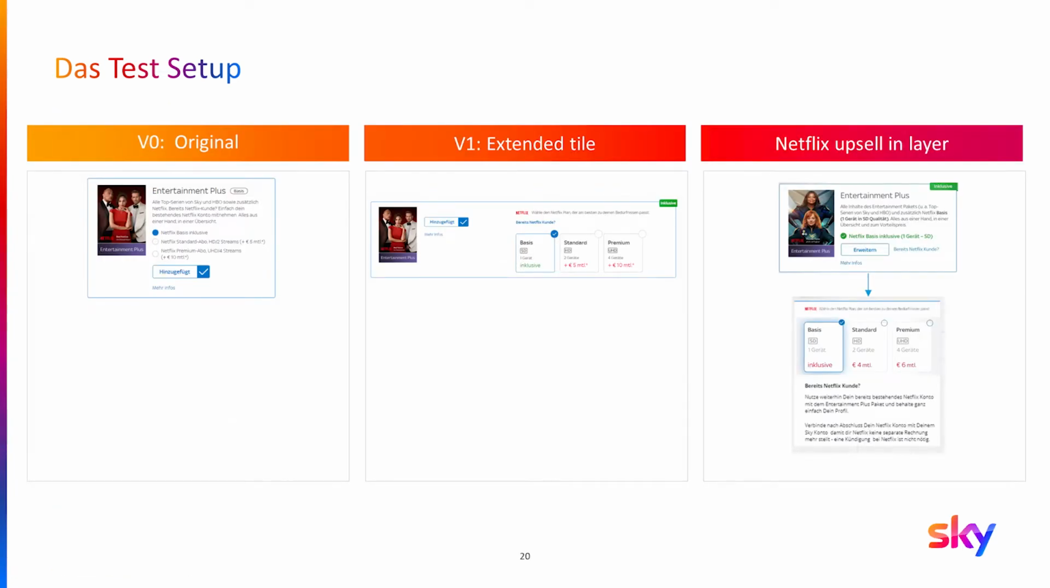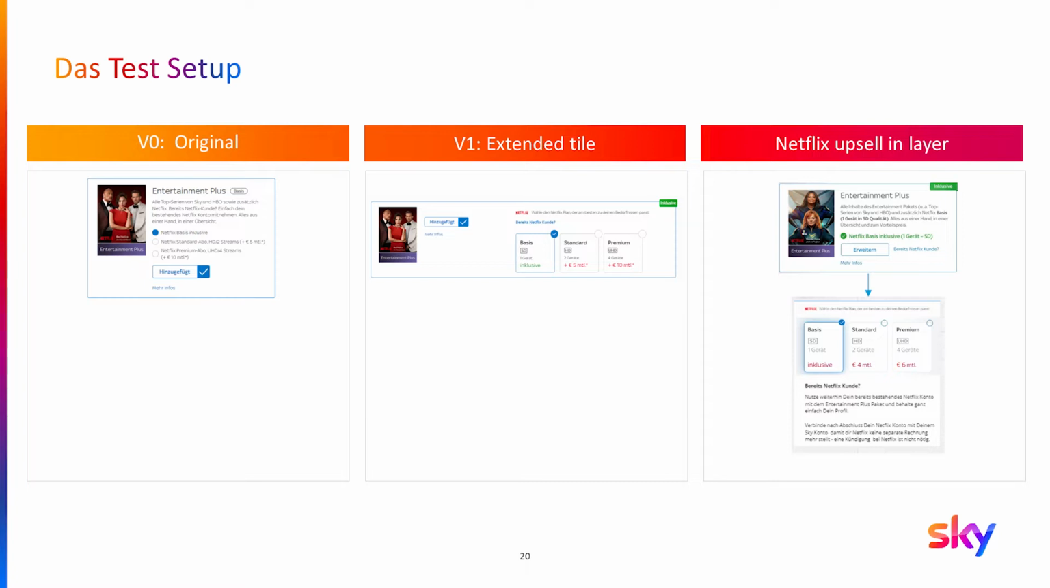This is the test. And in this case, let me see where my laser pointer is. So this is what we had before, right? This was our original version. So in the end, it's called our Entertainment Plus packet. And part of the Entertainment Plus packet is also Netflix. So we had a conversion rate. We were not too satisfied with the Netflix upsells. Therefore, we said, okay, let's try out different things.